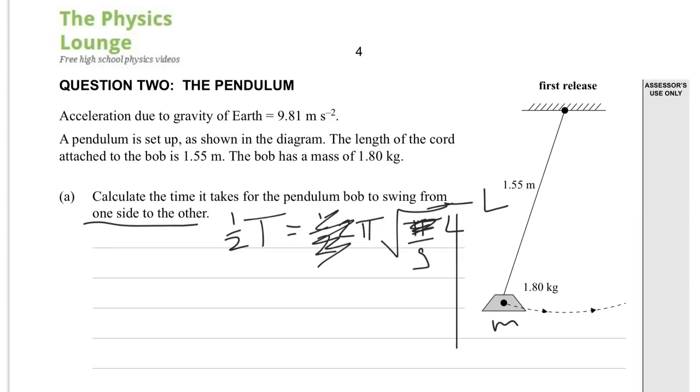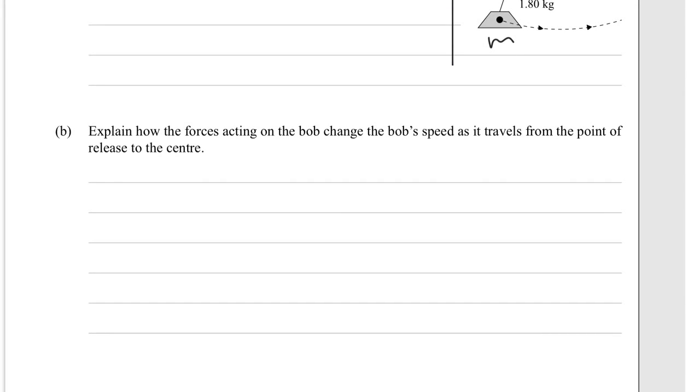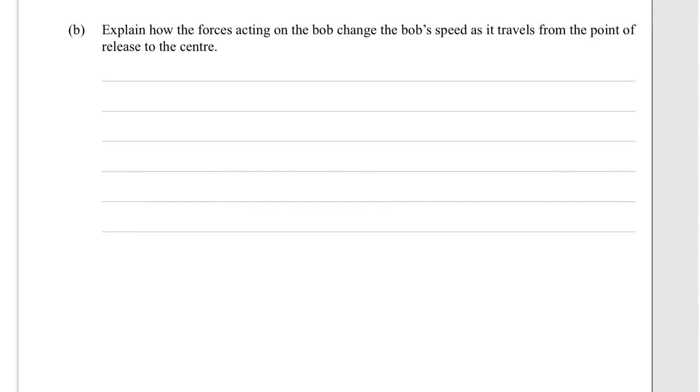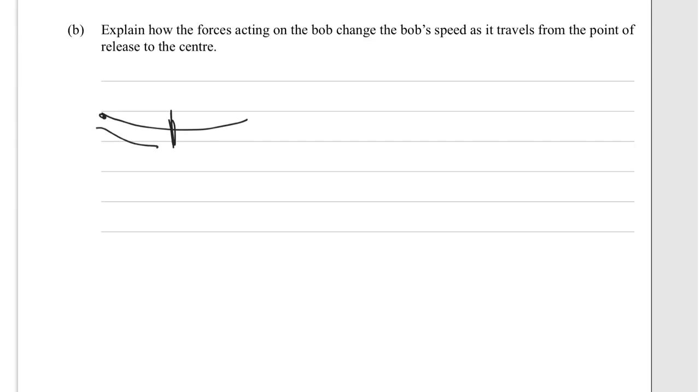The next question, B: explain how the forces acting on the bob change the bob's speed as it travels from the point of release to the center. So point of release is out to this side, and it swings in roughly that path, but we're only after the center. So it's this section that we're interested in.